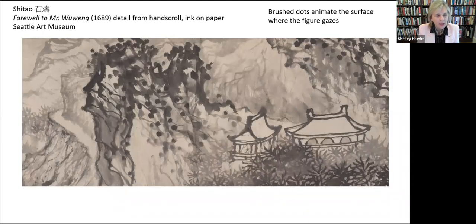And here is a detail of a hand scroll from the Seattle Art Museum. And it really showcases his dotting technique. And in the Huayulu, the treatise I mentioned, Shitao said that the one stroke can spiritualize mountains. So the dots here just really give you that feeling of a dreamy location. And we see the small scholar looking up and admiring this animated mountaintop.